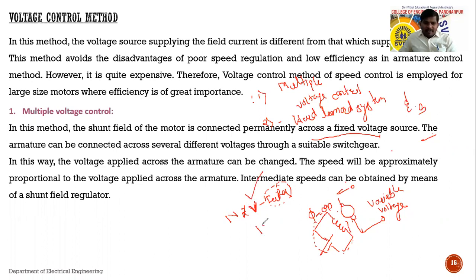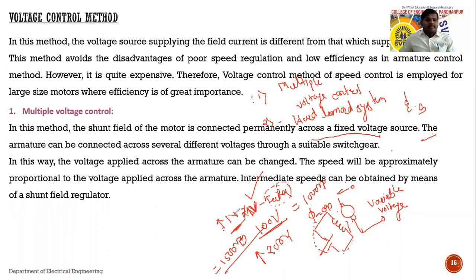If initially the applied voltage is 100 volt, then the speed of the motor is 1000 revolution per minute. If I change this voltage, suppose I apply 200 volt, because of the direct relation, as V increases, the speed of the motor increases. As the supply voltage increases, the speed of the DC shunt motor increases. So at 200 volt, the speed will be near about 1500 revolution per minute.